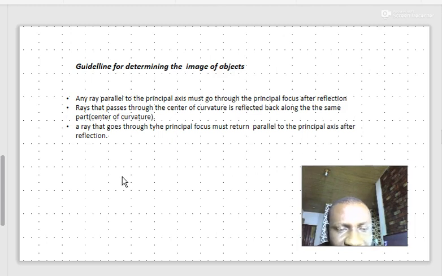So any ray that goes through the center of curvature to meet the mirror is behaving like a normal ray, because any line that goes through the center of curvature to meet the curved mirror is normal, it's 90 degrees at that point of incidence. We must bear that in mind. So we want to draw ray diagrams at respective positions of an object placed in front of this converging mirror.